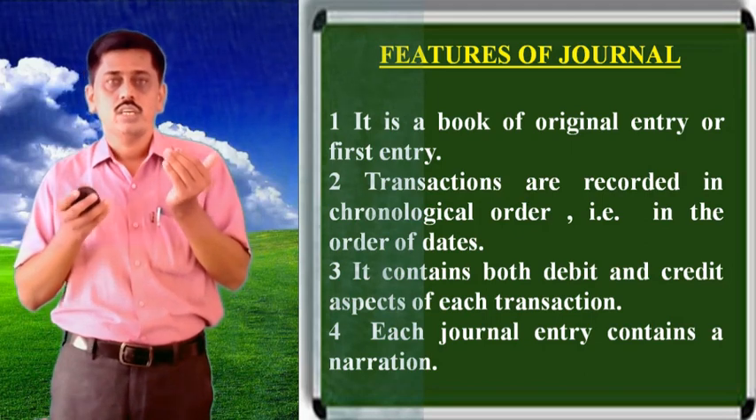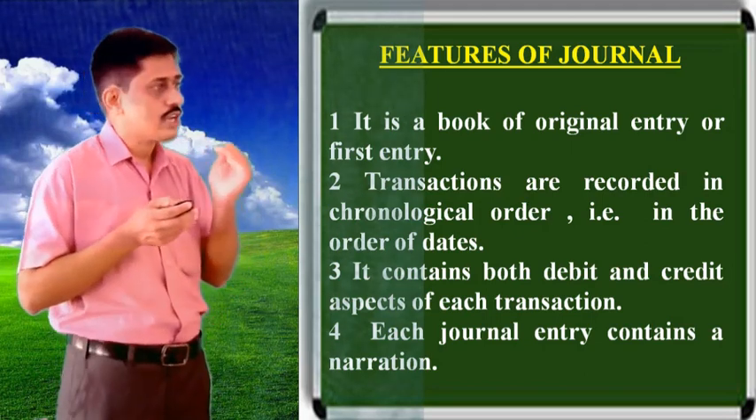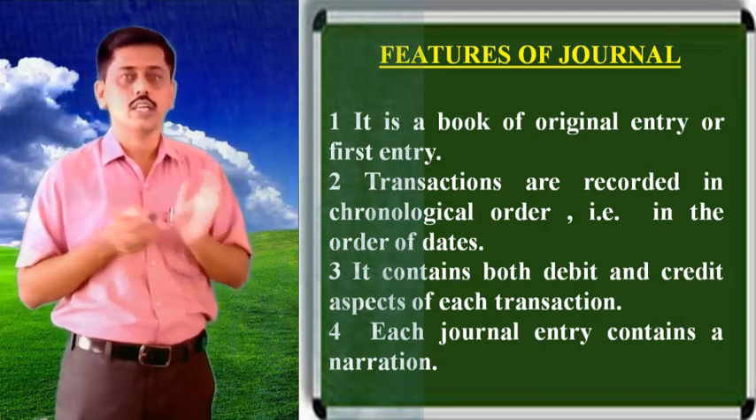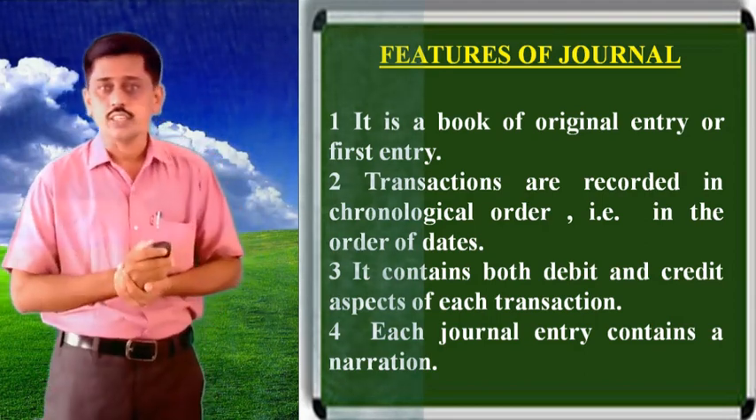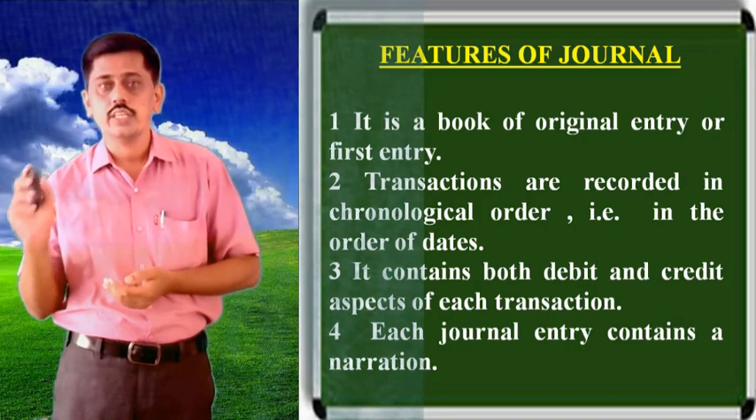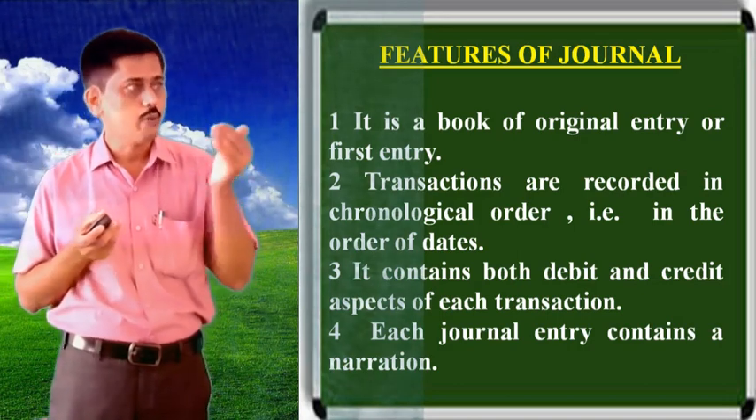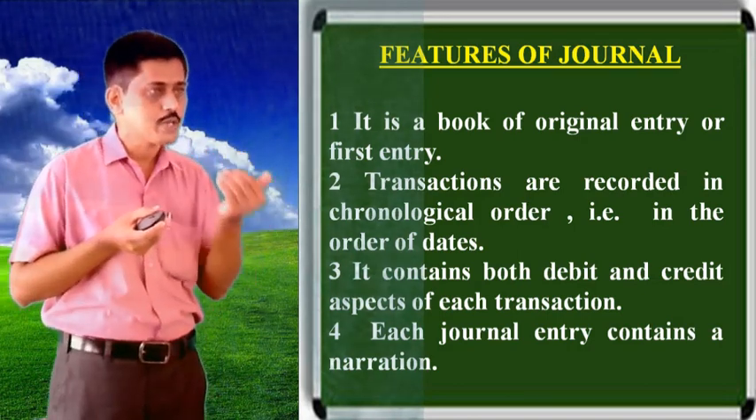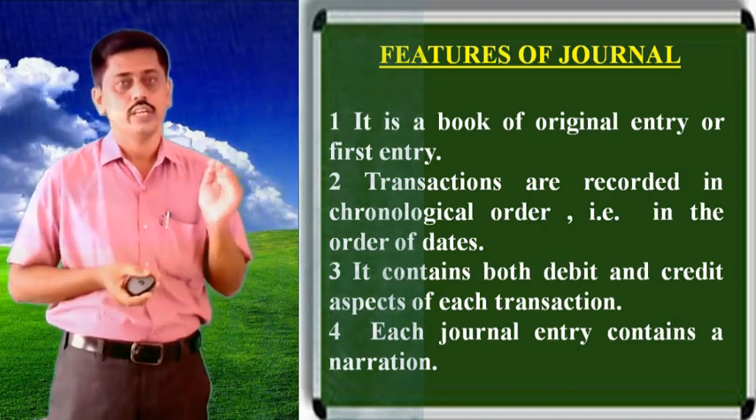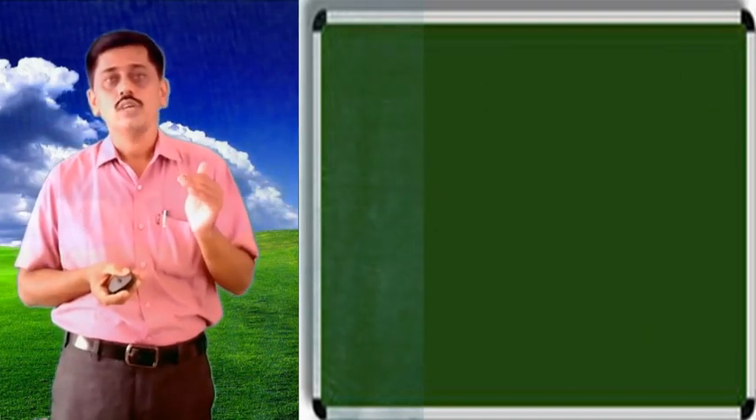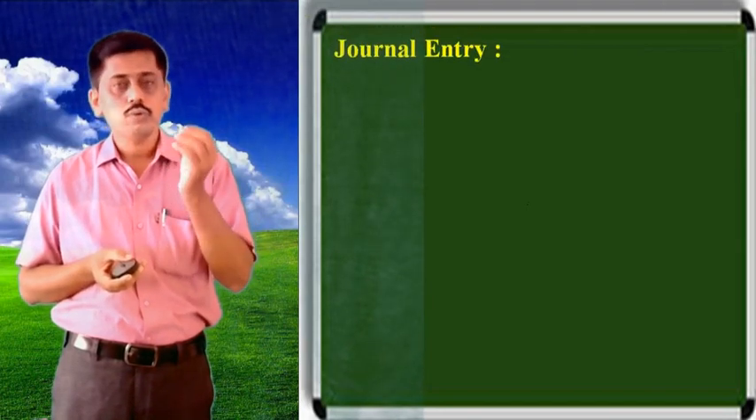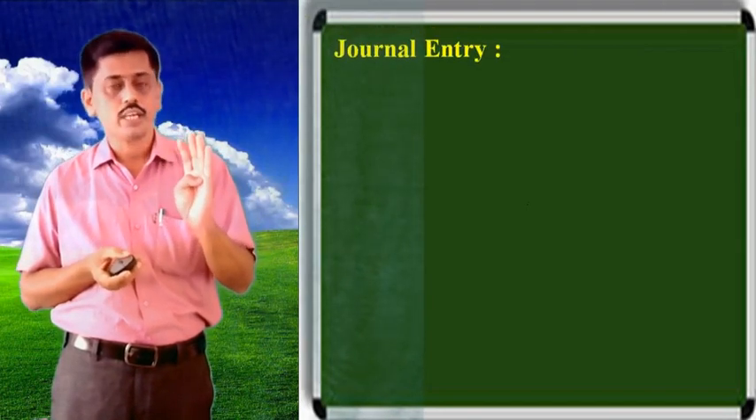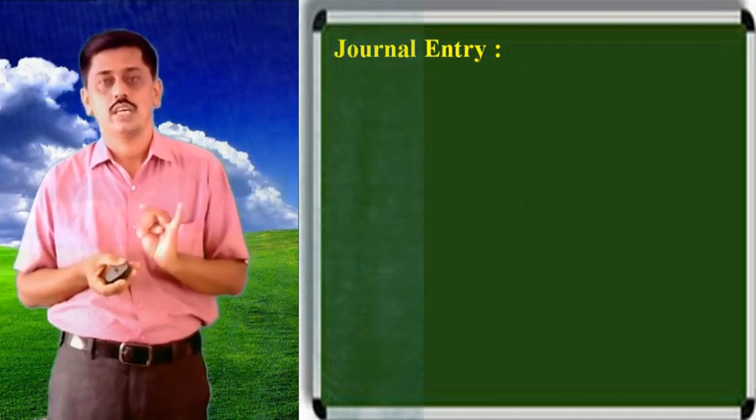It is a book wherein transactions are recorded in chronological order, that is in the order of days. Then it contains both debit and credit aspects of each and every transaction, and it is supported by a description called narration. And now let's see the meaning of two or three important terms: journal entry, journalizing, and the narration.